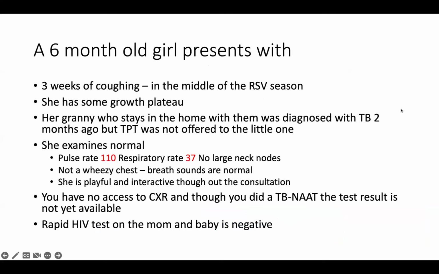So she's got a 3-week history of coughing, and as per the norm, it's the middle of the RSV season, so everybody's coughing, and she's at some growth plateau. A granny who stays in the same house was diagnosed with TB, but TPT was not offered. I think it's very important to remember that we must prevent TB. And she's examining normal. Her pulse is 110, respiratory rate is 37. She's 6 months old, if you can remember correctly, so kind of okay.